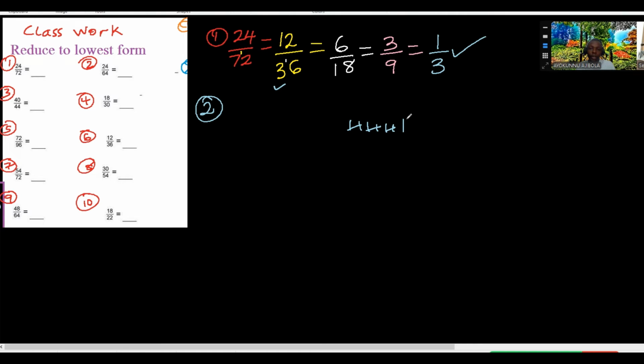Yes. What does it remain? 1. So making 12, yes or no? Yes. So how many 2 in 12? 1, 2, 3, 4, 5, 6, 7, 8, 9, 10, 11, 12. How many 2? 1, 2, 3, 4, 5, 6. Can you see the 6? Yes. Is that clear? Yes. Then 12 again. How many 2? That is 6. Yes or no?